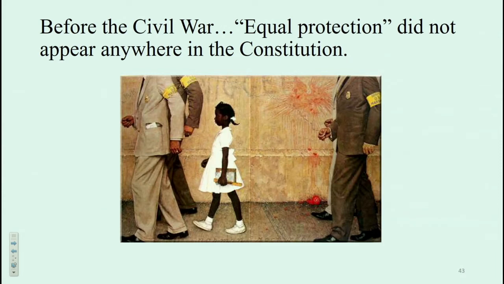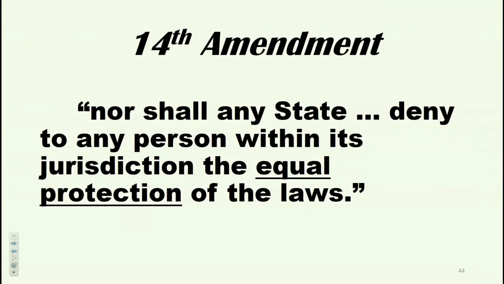Well, before the Civil War, equality did not appear in the Constitution or the Bill of Rights. You can read the text of the Constitution and the text of the Bill of Rights. You will not see any reference to equality. Equality only appears in the 14th Amendment for the first time as part of our organic law. Why was equal protection left out?